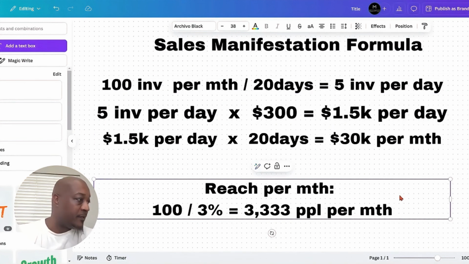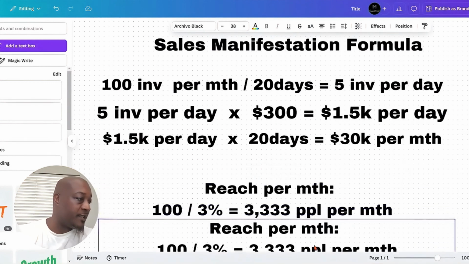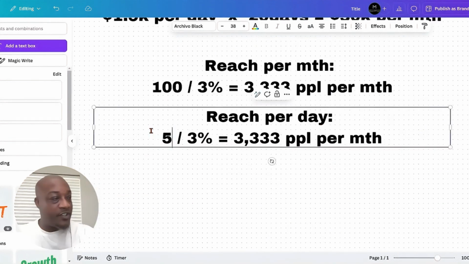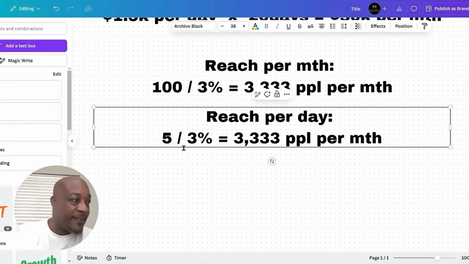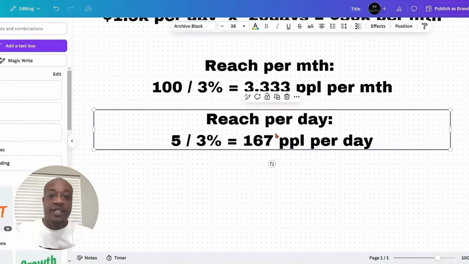All right. We're going to do the same thing, but this time we're going to go with per day. So what we're going to do is change this to 5 because we have to convert 5 new sales. So 5 divided by 3%. Let's pull the calculator back out. 5 divided by 3%. 166.6. It just rounded off to 167. So for the people in the service-based industry, to get your advertising going, you need to reach 167 people per day.